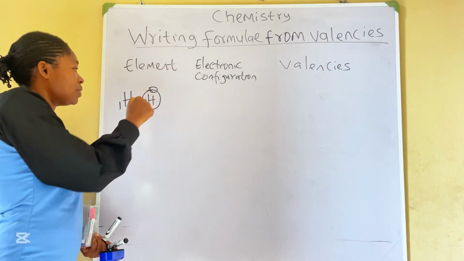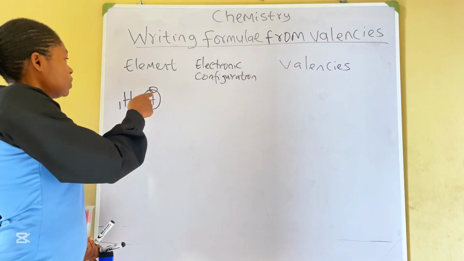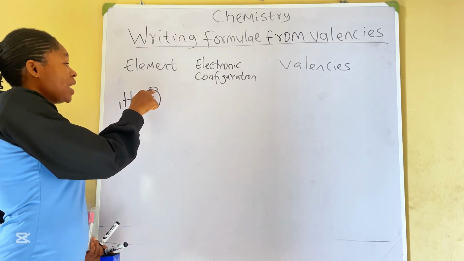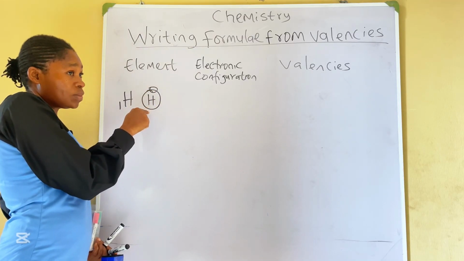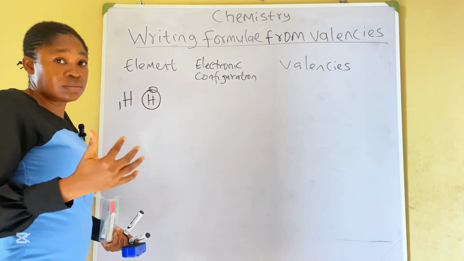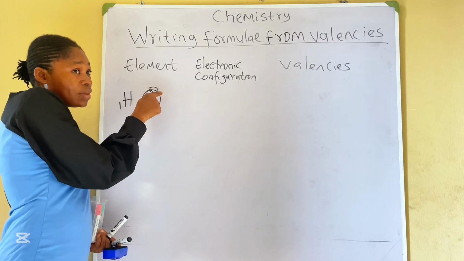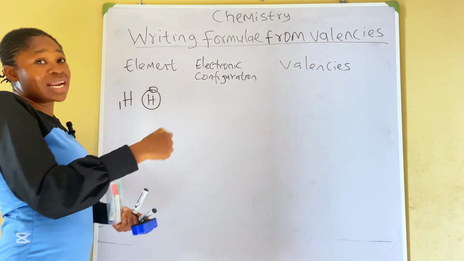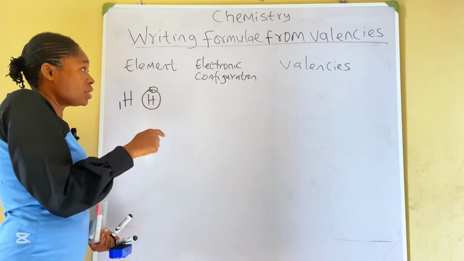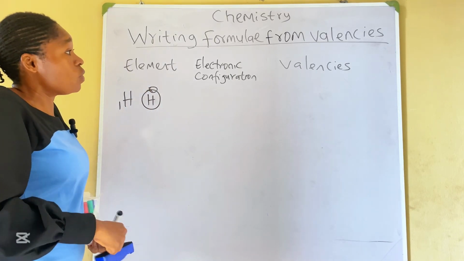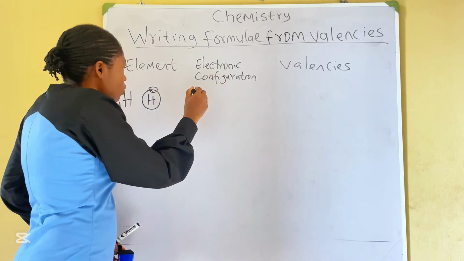So hydrogen has 1. It means that hydrogen can go into chemical bonding by either accepting one electron to attain a duplet state, or by sharing this one with another element or with itself. It can even donate this one. So the valency of hydrogen is 1.